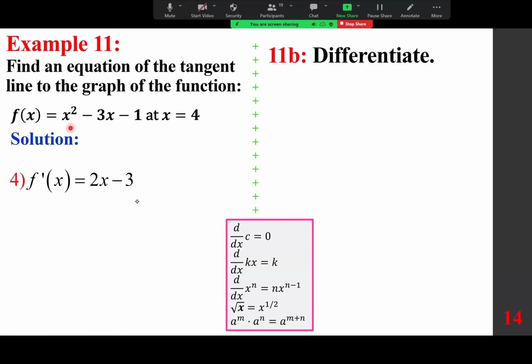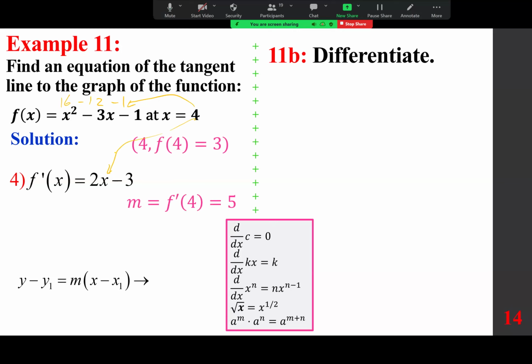So f prime clearly is 2x minus 3. Let's plug in 4 here. We get 4 cubed. 4 cubed is 16, minus 3 times 4 is 12, minus 1, and we get 4 comma 3. Let's plug in 4 here. 4 times 2, 8 minus 3 is 5.